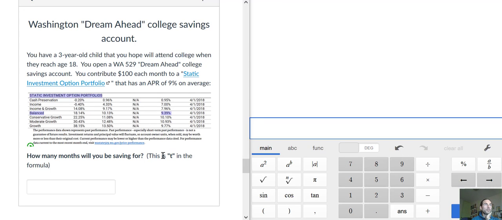Hi everybody, I hope you've read this question and attempted it, and I'll go over it now. So the first thing we've got to figure out is how many months we will be saving for this college savings account. The account is opened when the kid is 3, and it's until they reach age 18. So 18 minus 3, that's 15 years.